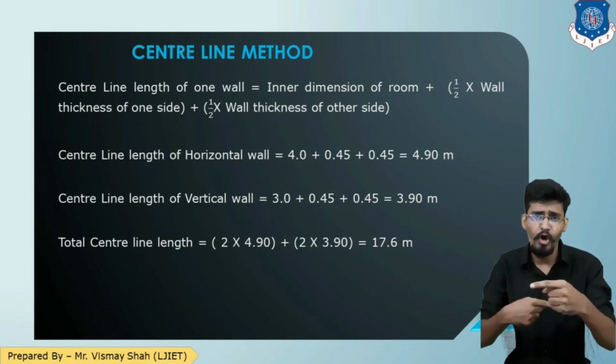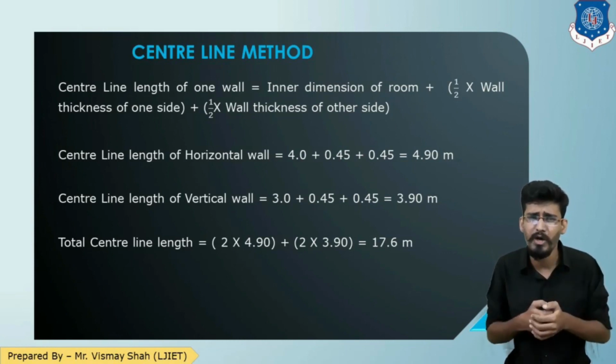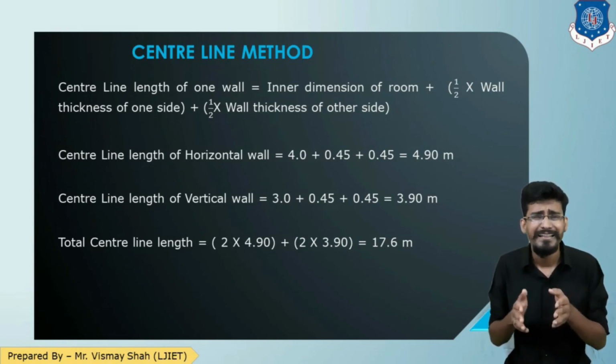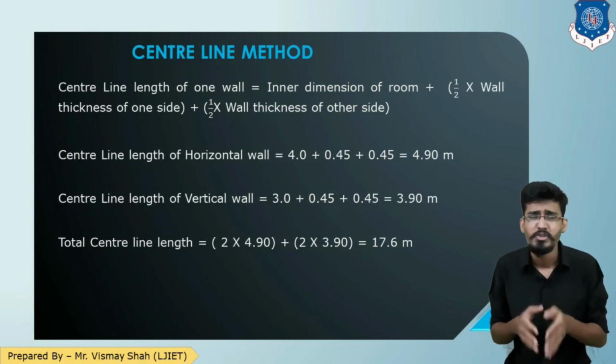Here there were two horizontal walls and two vertical walls, so the centerline length has to be multiplied with 2. So 2 times 4.9 and 2 times 3.9 will give us 17.60 meter. So I hope we are clear up to this point.